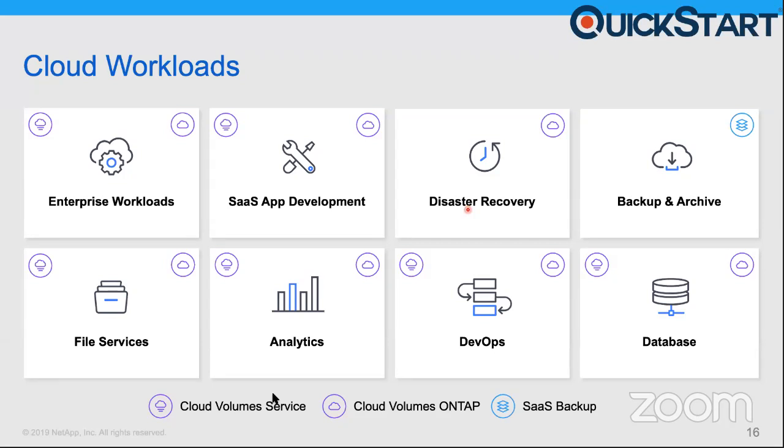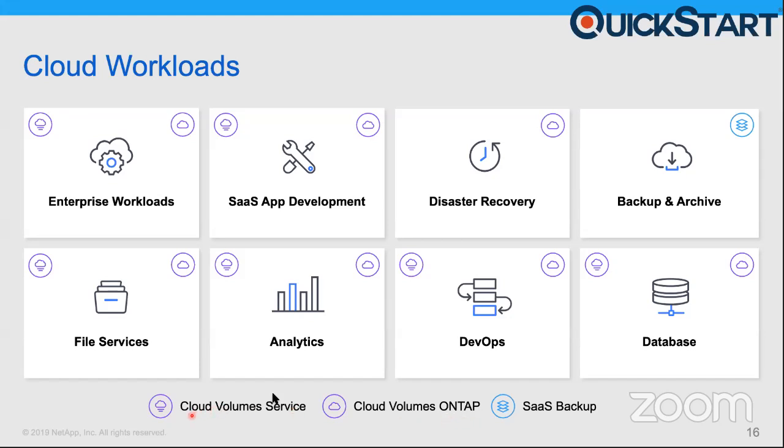Now, the cloud workloads, as you can see right here, there are main use cases such as enterprise workloads, for example. That's what we're going to cover right here: disaster recovery for those enterprise workloads. But as you can see right here, we also offer backup and archive solutions. We offer database solutions. We offer analytics, file services. So it depends what kind of solution we have. That can be done directly by using an ONTAP system running on the cloud. That's why we call it Cloud Volumes ONTAP.